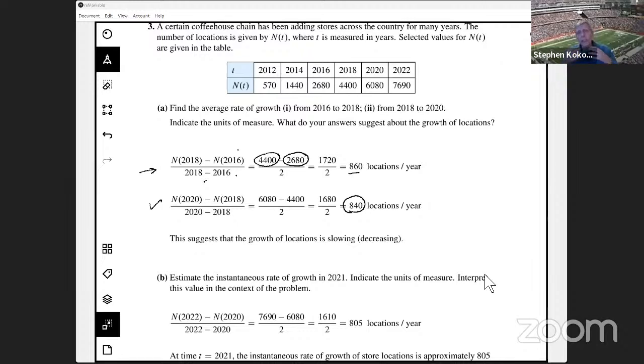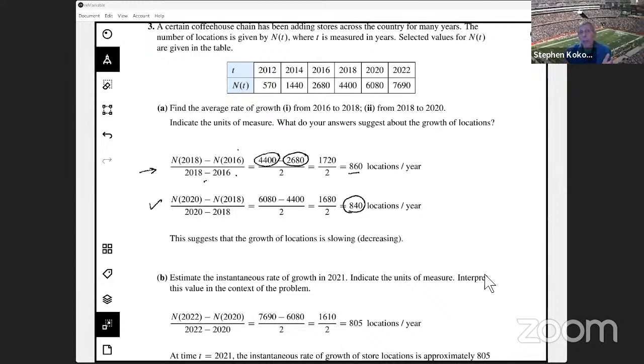And so it sort of seems natural to use those 2 years to estimate this instantaneous rate of growth. And if you just think about a graph of a function and you wanted to estimate the slope of the tangent line, it seems to make sense to get as close as you can to that x value, that t value in this case of 2021. But the truth is that there are many other ways to estimate this instantaneous rate of growth.